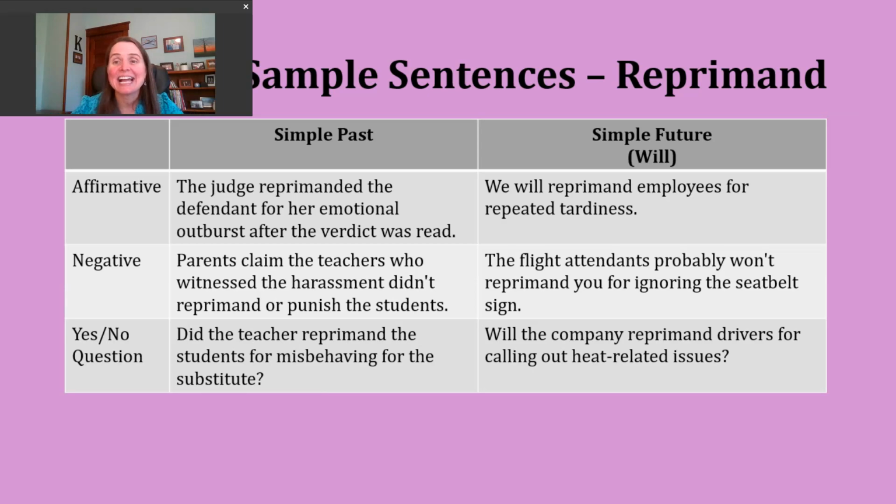The nice thing, again, about making sentences here in this verb tense is that our structure is going to stay the same no matter what our subject is. So in the affirmative or in positive sentences, we'll start with our subject, we'll use will, and then our base verb. So no special endings to the verb here. Here's an example of a simple future sentence in the positive. We will reprimand employees for repeated tardiness.